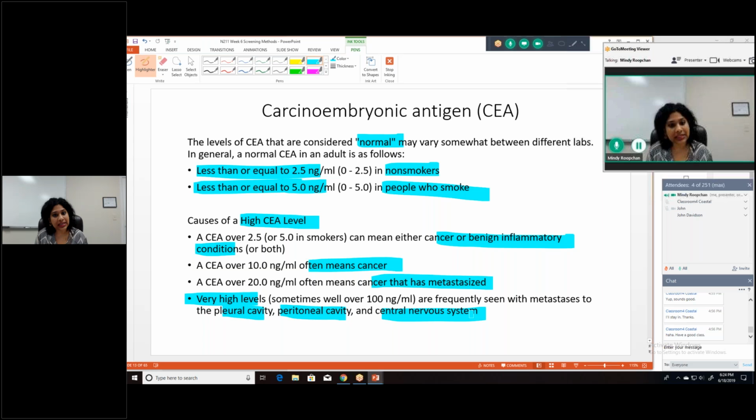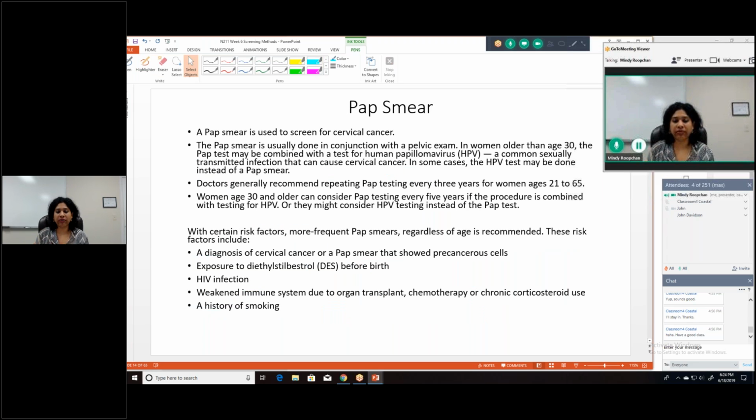I don't know if you're going to get this on an exam, but in case you do, if they say 5 or 2, you're aware of what the numbers should be, the range.